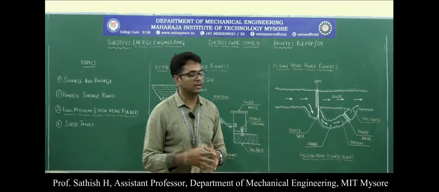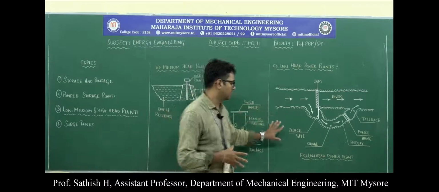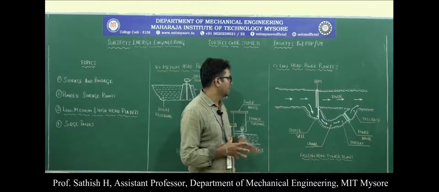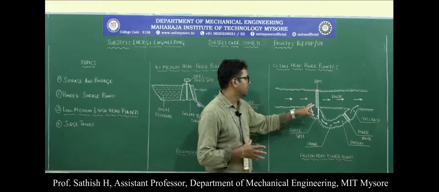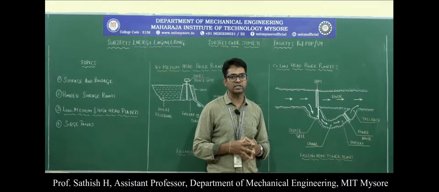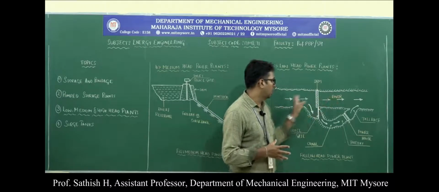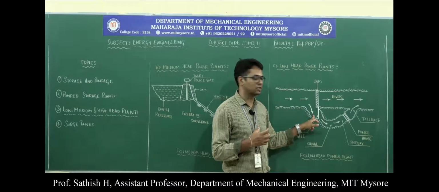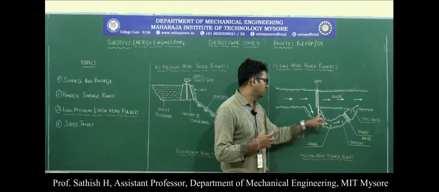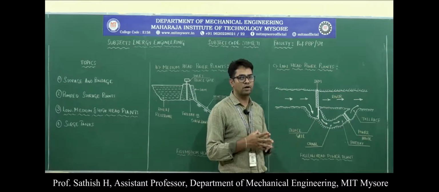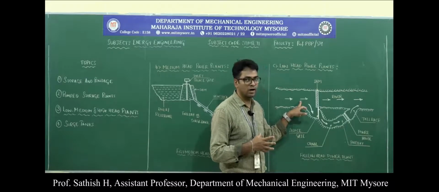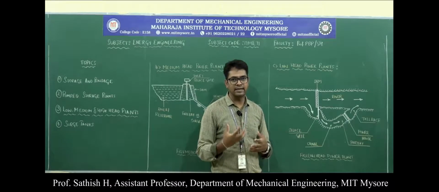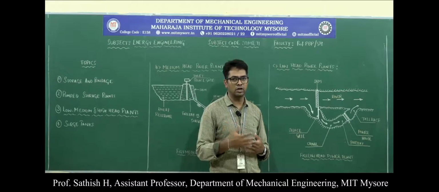Coming to the construction, this figure shows a schematic representation of a low head power plant. We have a river here, and across the river a dam is constructed. This is the main flow, and a part of the flow is diverged into the canal here. The flow rate of the diverted water flowing into the canal can be controlled with the help of a sluice gate, which controls how much water has to flow.